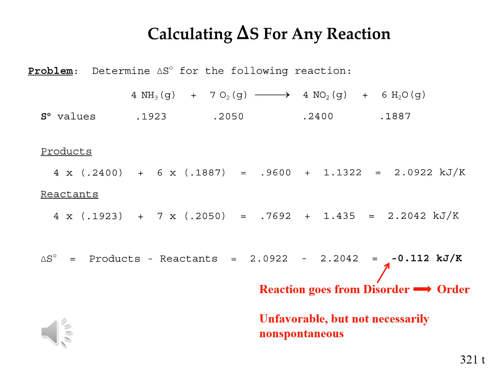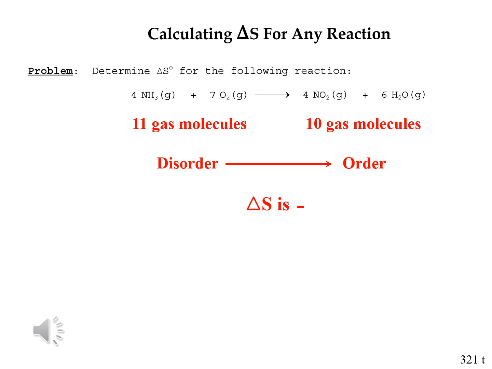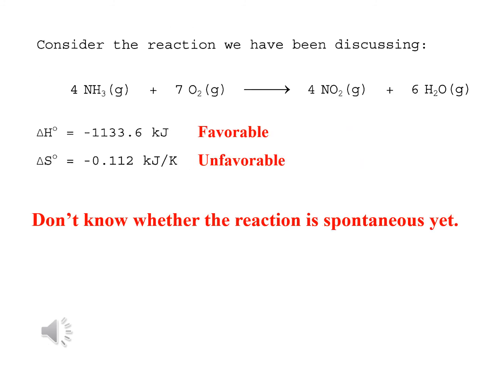right answer. You can't tell whether the reaction is spontaneous or not from the sign of S any better than you could from H, but you do know that the reaction goes from disorder to more order, because that's what the negative S means. You could have predicted the negative from one of our rules. The more gas molecules, the more disorder, so when you go from 11 to 10, the delta S will be negative.